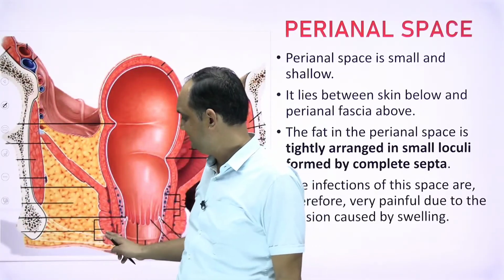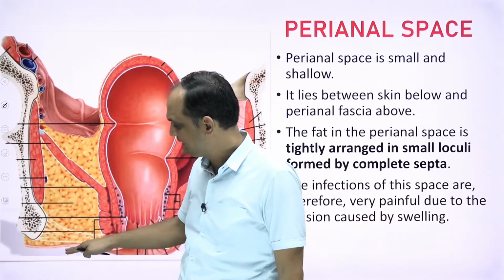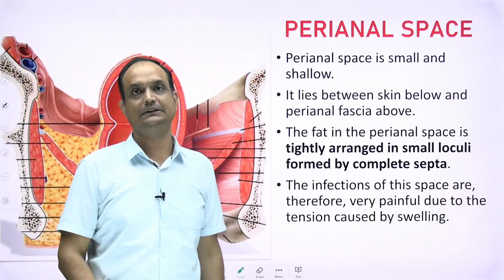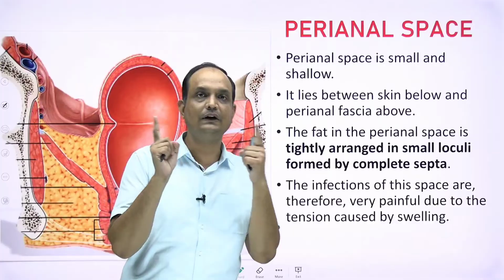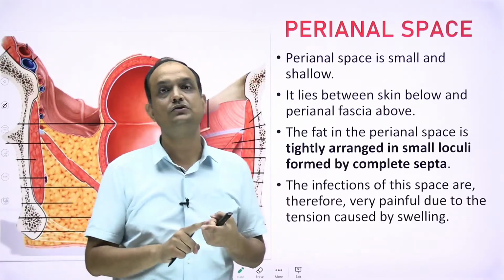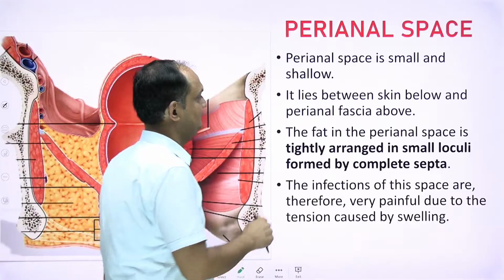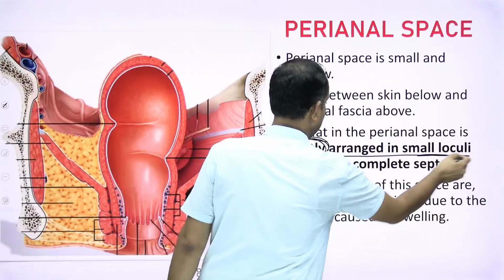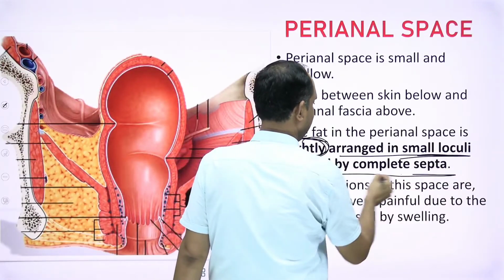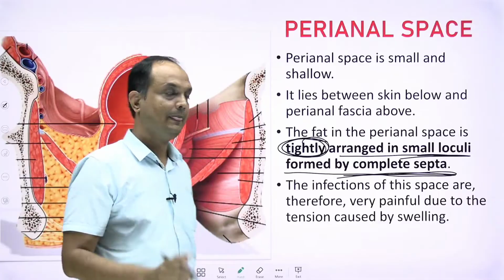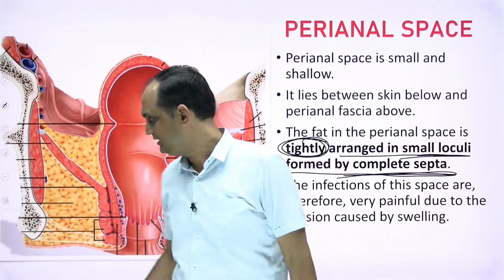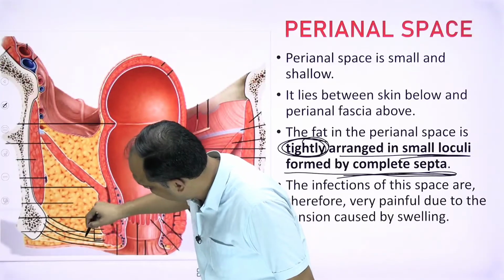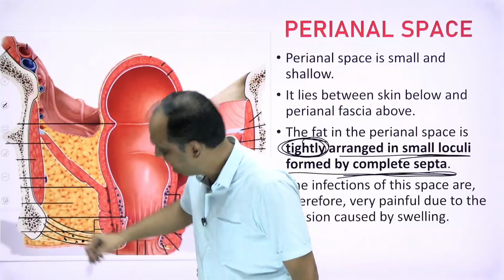So, you can see that this is a shallow space, it lies between the skin and the perianal fascia. But the important thing when you are talking about the differentiation between the perianal and ischioanal space, you have to keep in mind that the perianal space has tightly arranged fat loculi, and they have complete septas. The important thing is that in this perianal space you have complete septas, plus the fat which is present here is tightly packed.